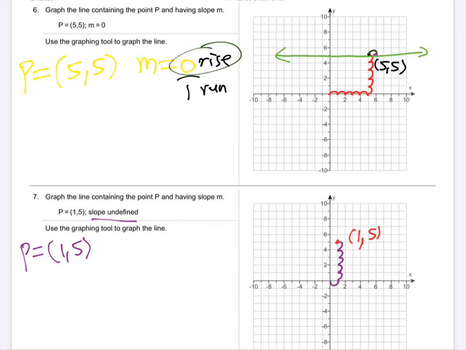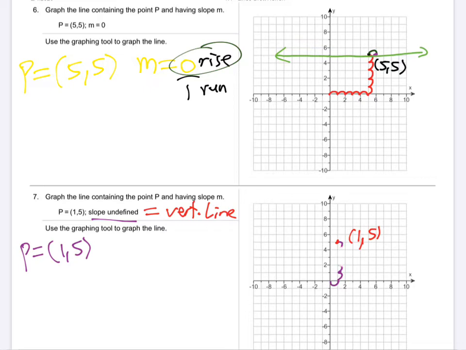Now, what in the world do we do with slope undefined? What's that? Is that the same thing as 0? So is it another flat line going through there? Anybody know? It's not a flat line. It's the other kind. What's the other kind? Straight up and down, a vertical line. Yeah, undefined means it's a vertical line.